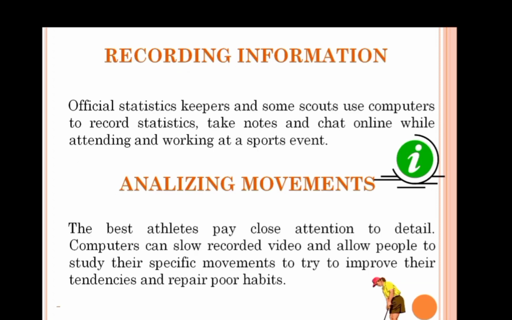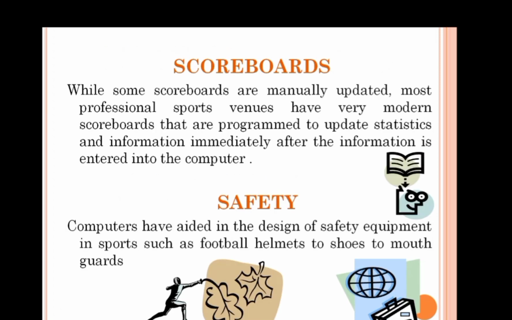Recording information: official statistics keepers and some scouts use computers to record statistics, take notes, and chat online while attending and working at the sports event. Analyzing the movements: the best athletes pay close attention to details. The computers can slow recorded video and allow people to study their specific movements, to try to improve their tendencies and repair poor habits. Scoreboards.